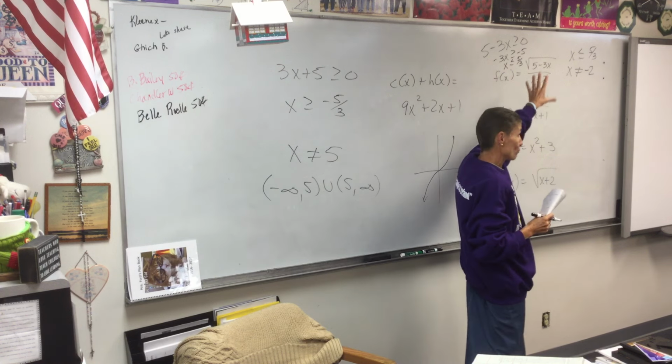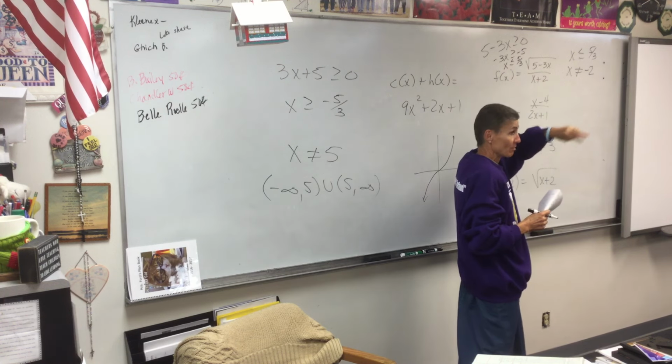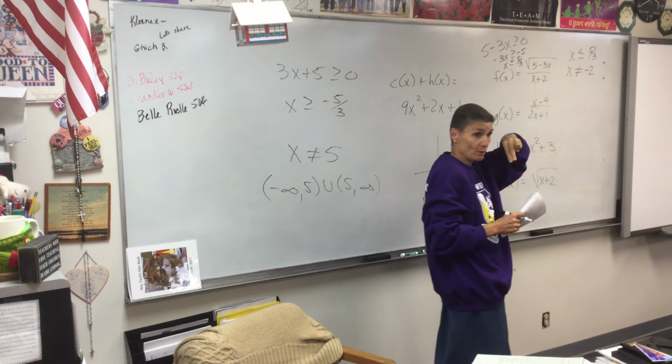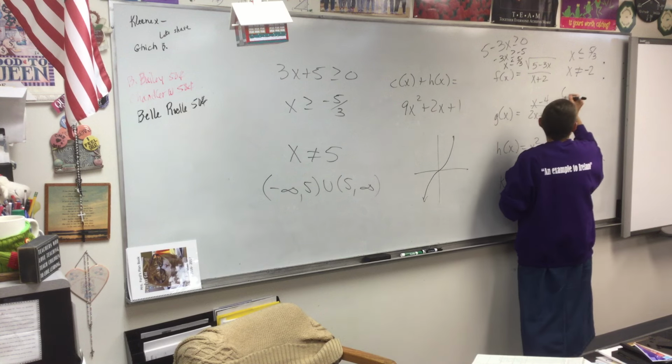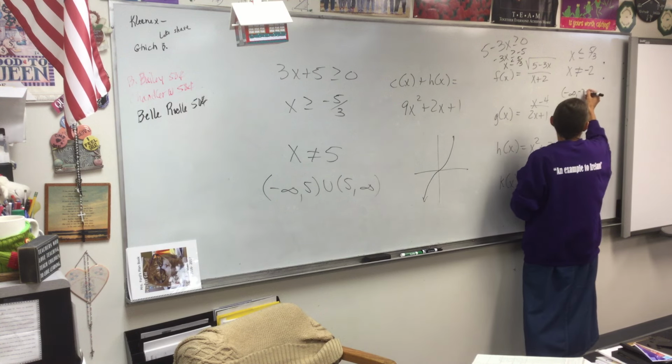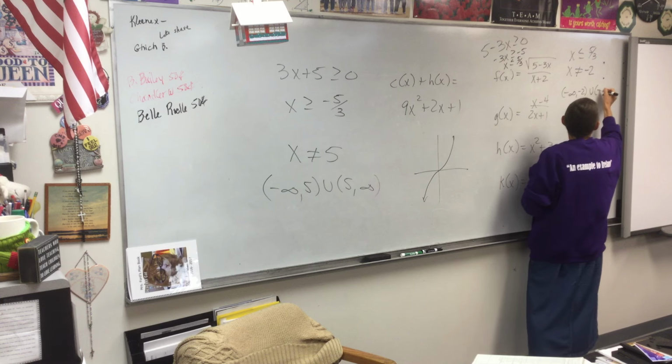Now, you are free to write that. Now, they both have to be there. You need both things. But you're free to write it that way. Or, you could say, negative infinity to negative 2, or, negative 2 to 5/3.